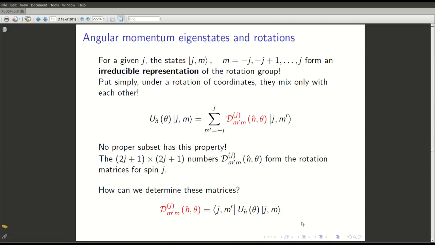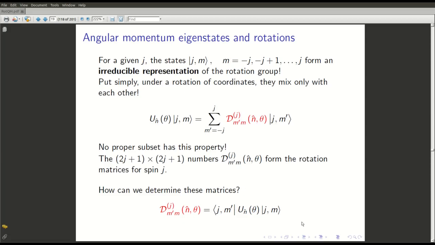So the matrix element d^j_{m' m}(n, theta) is nothing but the matrix element between the bra j m' and the ket j m of the rotation operator U(n, theta). So this is essentially how we are going to calculate these matrix elements. But before we go on to talk about calculating matrix elements for rotations, let us remind you of something which you must have studied in your classical mechanics course about one very important way of representing rotations.